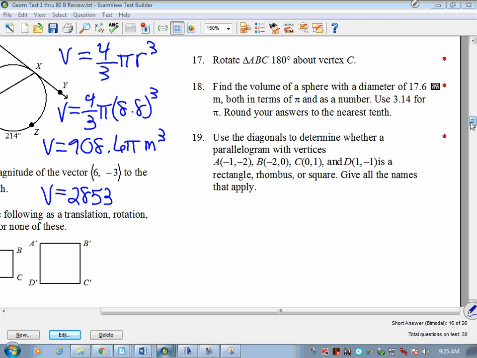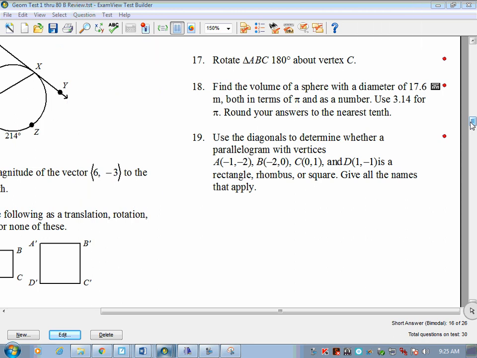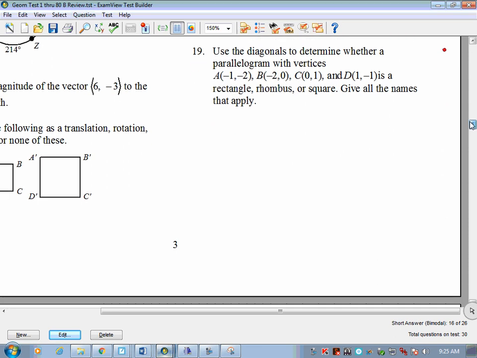2,853. Is that it? 0.1? 0.1 meters cubed. All right, so we need both those answers. Feel pretty good about that?